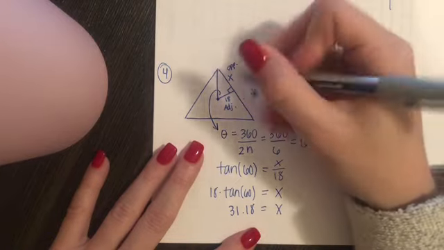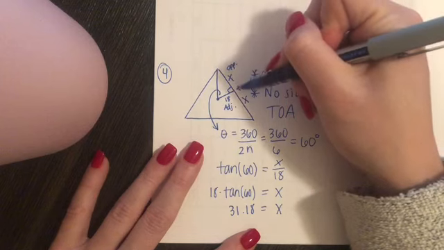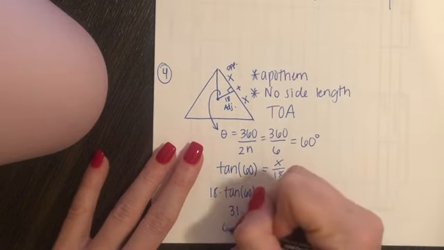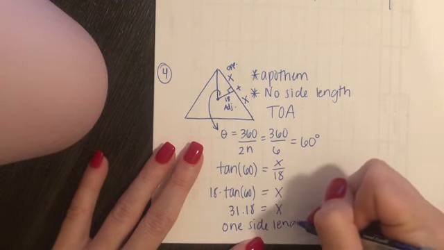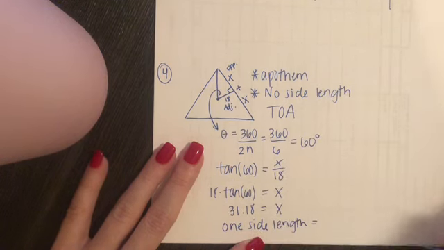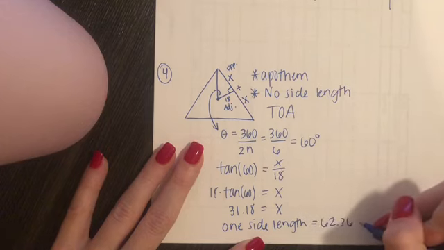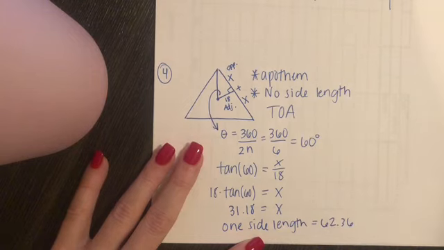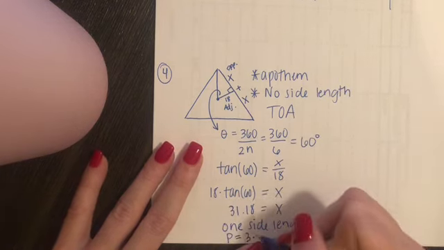Well, remember, this side is x and this side is x. So in order to find the entire side length, we're going to do x plus x. In conclusion, one side length is equal to 62.36 centimeters. All right. If one side is 62.36, then the perimeter is going to be 3 times that.